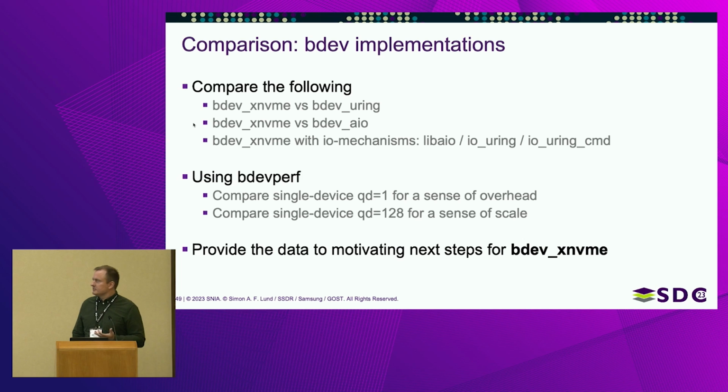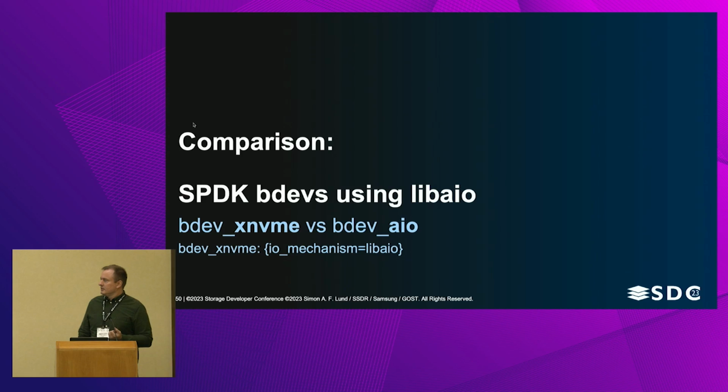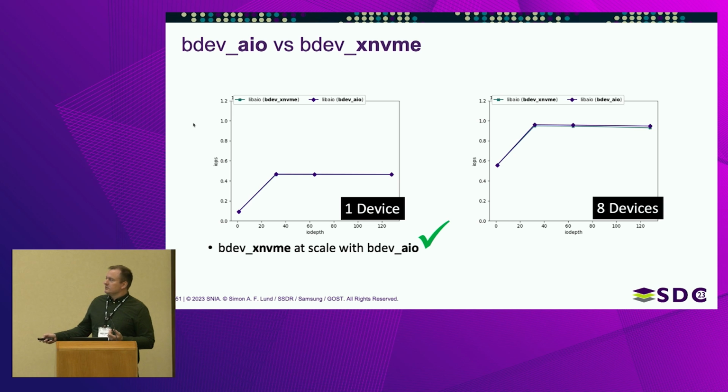So let's go next and see how this is integrated into SPDK, and we'll be comparing the different BDEV implementations with the BDEV xNVMe implementation. The first thing to notice here is that for 1 device and for 8 devices, there's really not much to see here, it's basically the exact same thing. But I'm presenting this because, as I mentioned, some of this work was done 10 months ago, and there we had other issues, and we were not hitting the same scalability as we are today. So I'm very happy to be able to tick that checkbox.